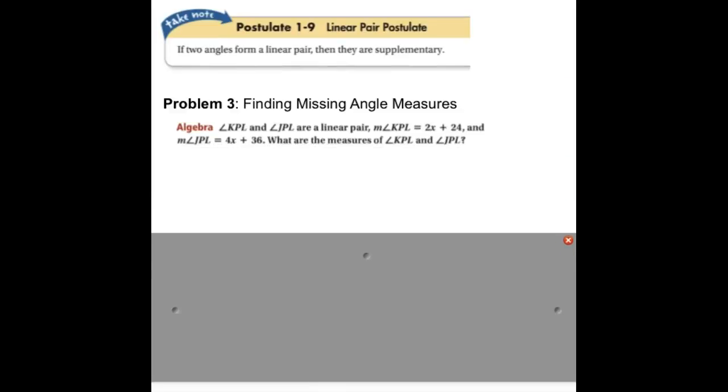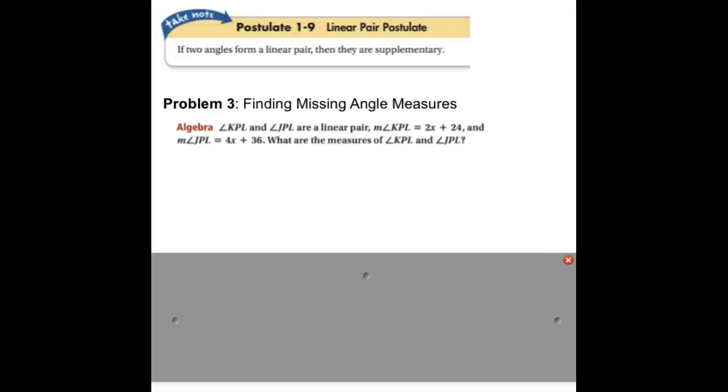So we can use this to find some missing angle measures. Here we have a problem. It says angle KPL and angle JPL are a linear pair. The measure of angle KPL is 2x plus 24, and the measure of angle JPL is 4x plus 36. What are their measures? The key piece of information here is that you have a linear pair. Linear pair means they're supplementary, which means their sum is 180. So we can take the two angles, the measure of angle KPL and the measure of angle JPL, and together they should be 180 degrees.